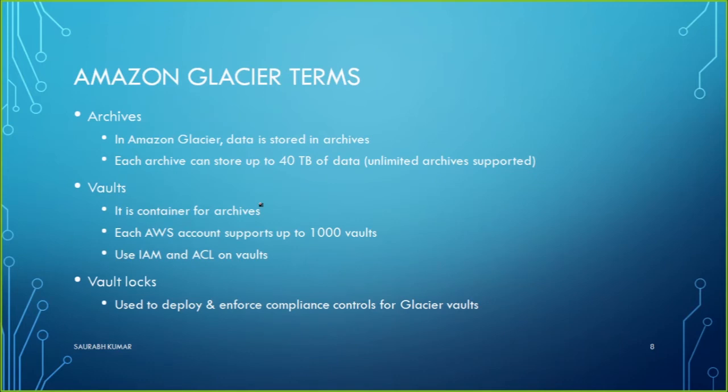Next point about Glacier is we have to know some of the terms, some of the names we have to be aware of when we are working as a cloud professional, or if you're working with the public cloud. So in Amazon Glacier we have some terms like archive. What is an archive? It's simple. In Amazon Glacier, whatever data is stored is stored in archive format. We call them archives. Each archive can store up to 40 TB of data.